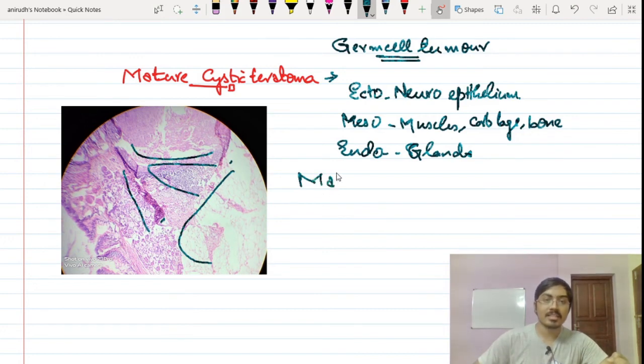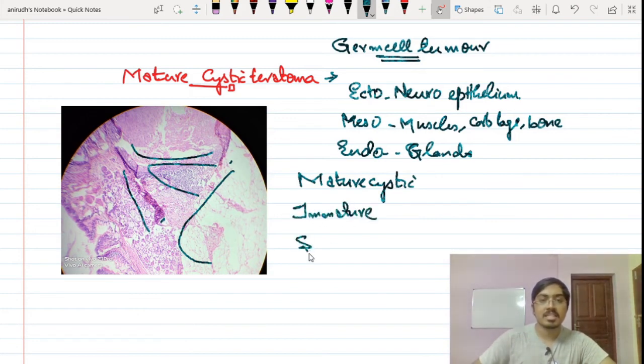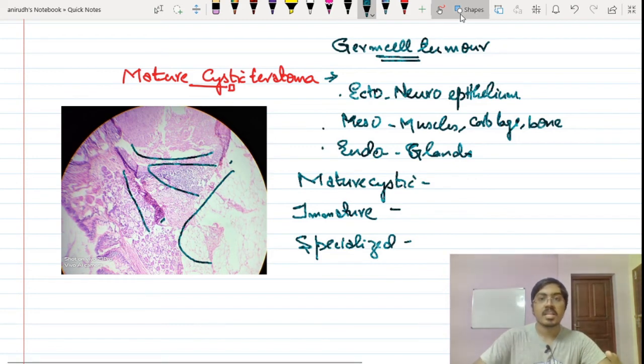types. One is called mature cystic, right? The second one is immature, and the third one is specialized teratoma, right? Mature cystic means it has ectodermal, mesodermal, endodermal components. If all these components are together present, then I will call it a mature cystic teratoma, right?